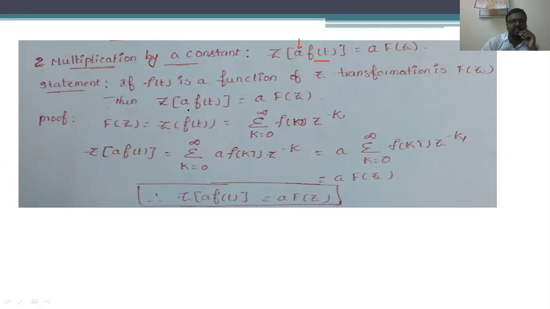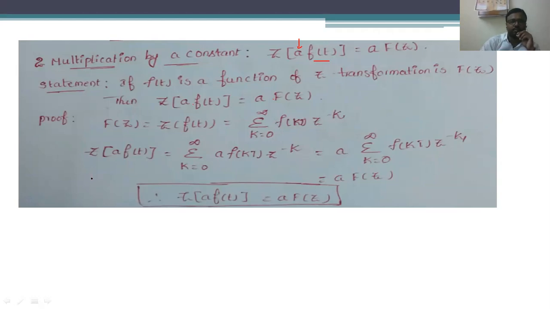Then the Z transform of a into f of t is equal to a into F of z. That means if a function f of t is multiplied with a constant a, the Z transformation of this function is also going to be multiplied with the same constant. If a is multiplied with the function f of t, the output Z transform F of z is also going to be multiplied with the constant a.